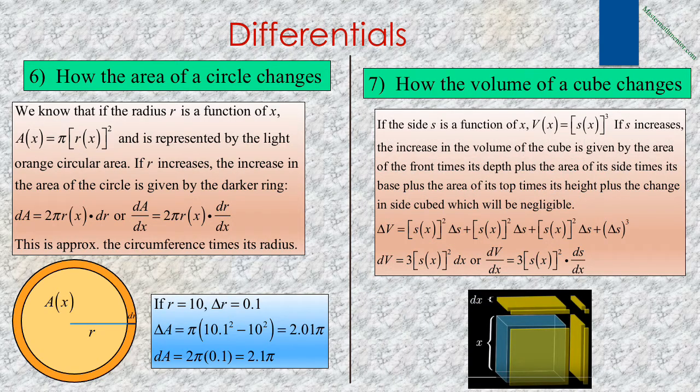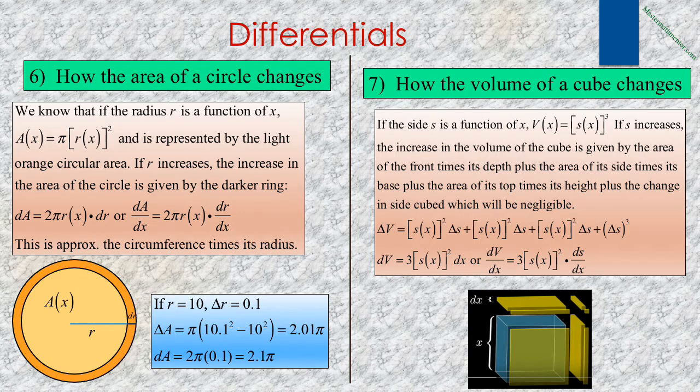If the side s is a function of x, then the volume V of x equals s of x cubed. If s increases, then the increase in the volume of the cube is given by the area of the front times its depth, plus the area of its side times its base, plus the area of its top times its height, plus the change in side cubed, which will be negligible.